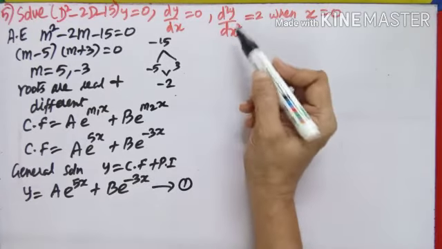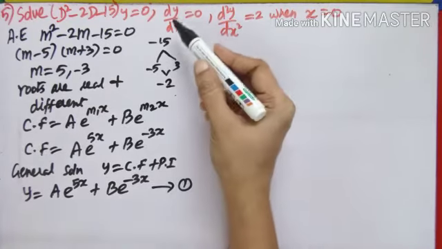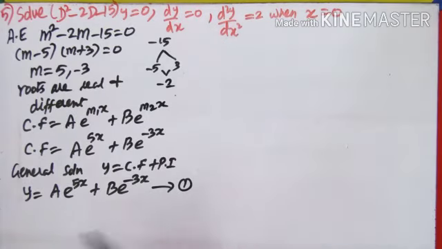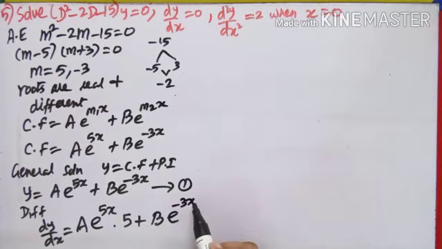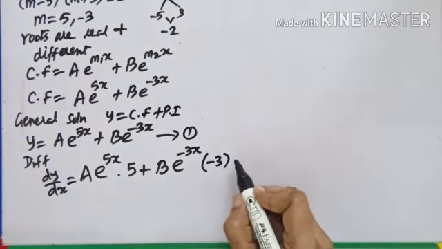dy/dx and d²y/dx². So, dy/dx: let us differentiate this. For A e^(5x), the derivative of e^(5x) is e^(5x) into 5. For B e^(-3x), the derivative is e^(-3x) into -3. Remember, in differentiation I put the number near, and in integration I put the number in the denominator. Let me call this number 2.